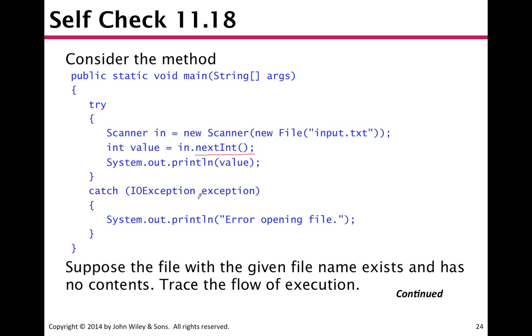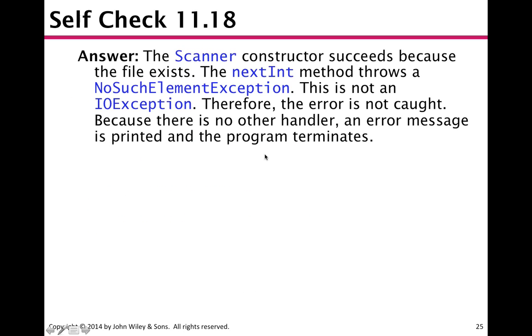So we don't have a RuntimeException or NoSuchElementException catch block. So at this moment we expect a program error to occur. The Scanner constructor succeeds because the file exists, and the nextInt method throws a NoSuchElementException as we looked up in the API document. This is not an IOException, therefore the error is not caught because there is no other handler. The error message is printed and the program terminates.